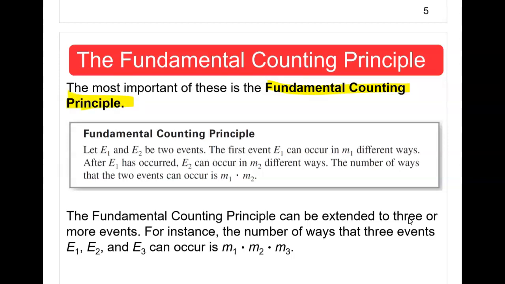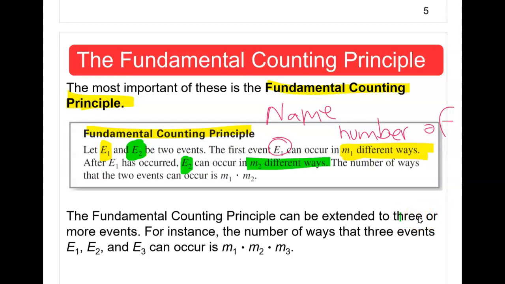and the formal definition is inside this box. So if we have two events, event E sub 1 and event E sub 2, they're two different events. That's why we use the subscript to differentiate them. And the first event, E sub 1, can occur in M sub 1 different ways. So this will be the number of ways or number of possibilities, and here E sub 1 is the name of the event. So after E sub 1 has occurred, the second event, which is denoted with E sub 2, can occur in M sub 2 different ways.